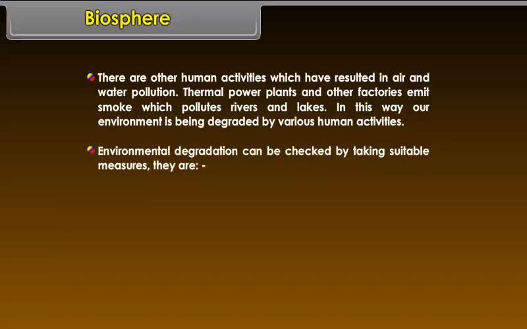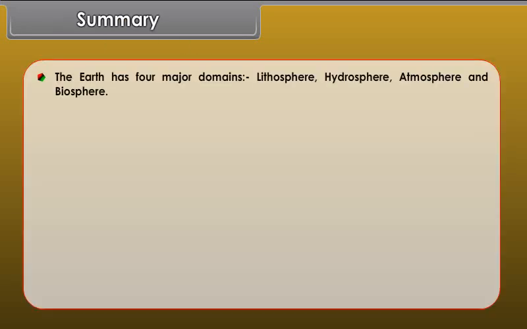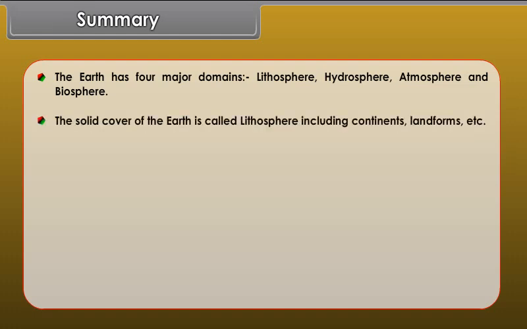Environmental degradation can be checked by taking suitable measures. They are: soil erosion has to be controlled, degradation of forests to be checked by planting more and more trees. Summary: the Earth has 4 major domains: lithosphere, hydrosphere, atmosphere and biosphere. The solid cover of the Earth is called lithosphere, including continents, landforms, etc.